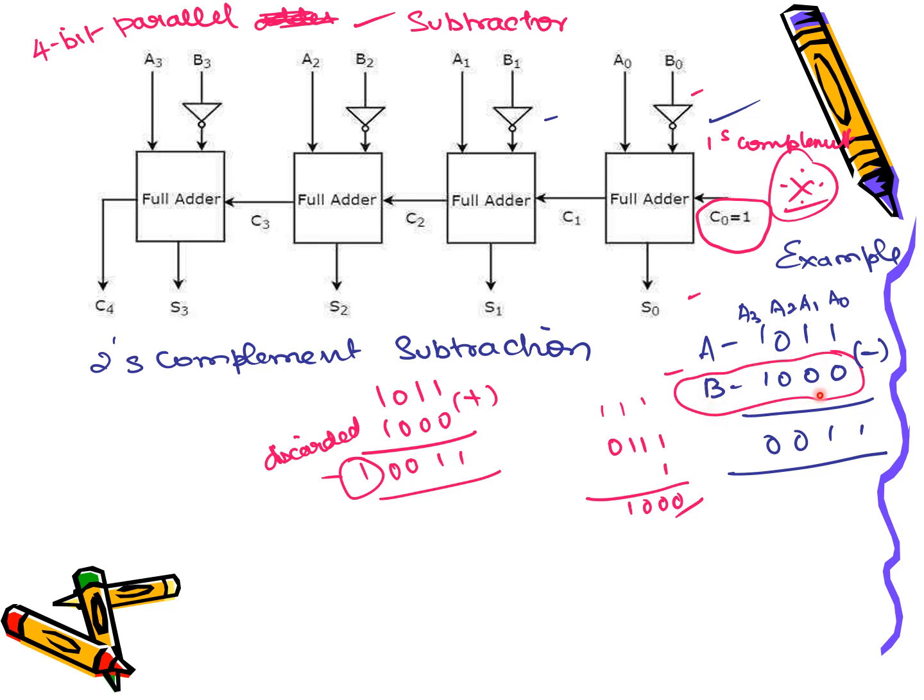What is two's complement? Suppose, for example, I've taken this 100. So the two's complement of it is what? First the one's complement, 0, 1, 1, and add 1. So what is the two's complement? 1, 0, 0. So this value should be added with the other input. Exactly this is what happens if you choose an adder circuit to perform a 4-bit parallel subtraction.